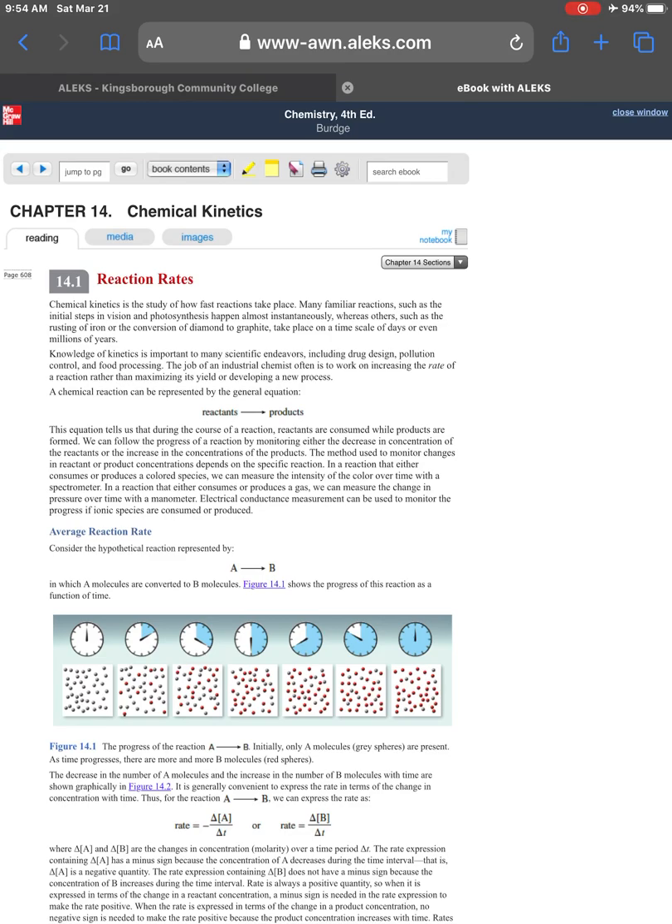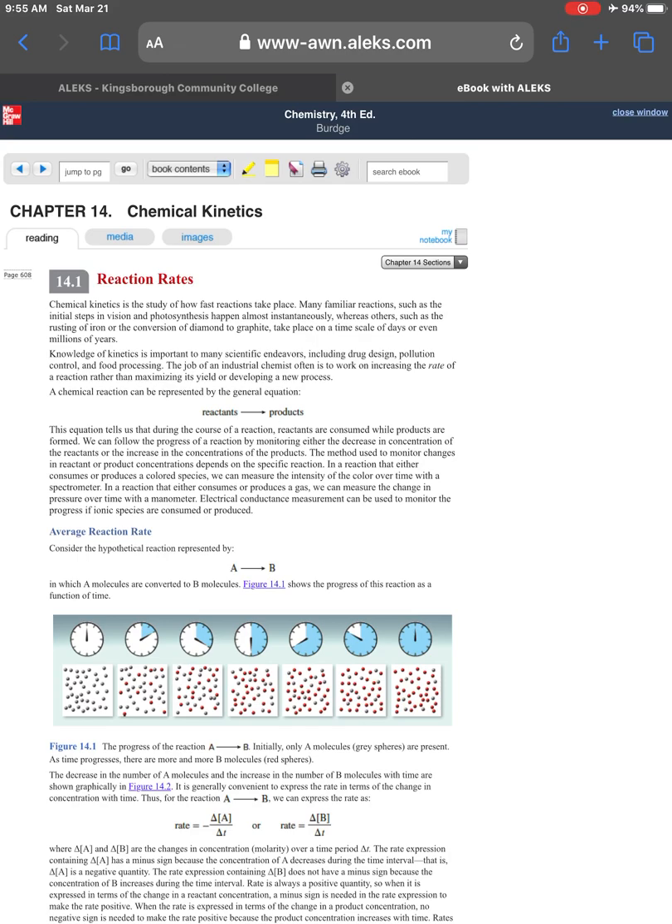Average reaction rate. Consider the hypothetical reaction represented by A turns into B, in which A molecules, those are the reactants, are converted to B molecules, those are the products. Figure 14.1 shows the progress of this reaction as a function of time. If you take a look at figure 14.1, you'll see that at the beginning, when the clock is at 0, all of the little balls are gray. Those are reactant molecules. As time goes on, you'll notice that there are fewer and fewer of the gray balls, fewer and fewer of the A's, and more of the red balls, which are the B's. Those are the products. So A is turning into B.